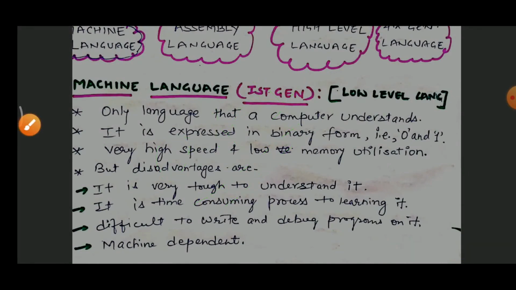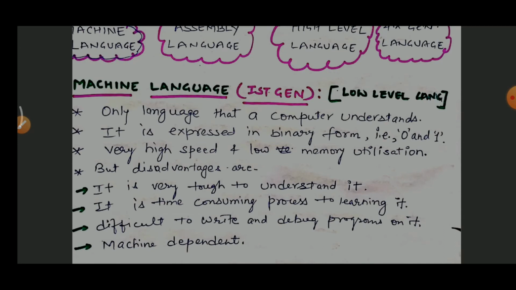Next, it has some advantages. The first advantage is that it has very high speed. The execution speed of machine language is very high. The second point is that it needs low memory for storage, which means whenever we want to store any program of machine language in a computer, it needs minimum memory, or we can say low memory.